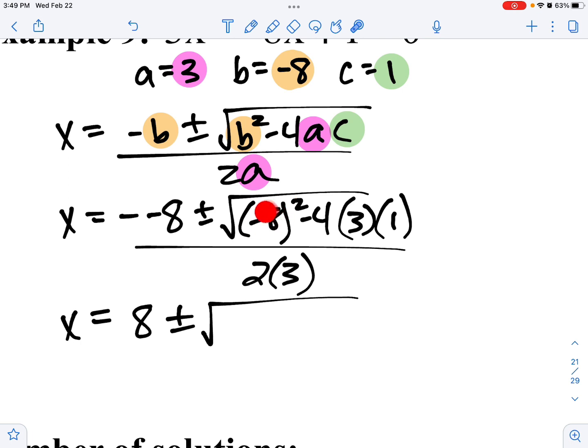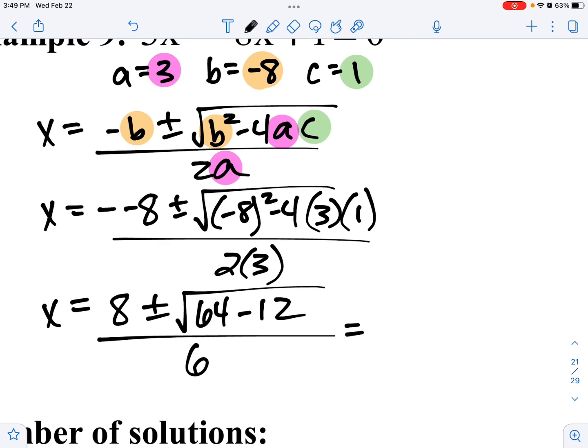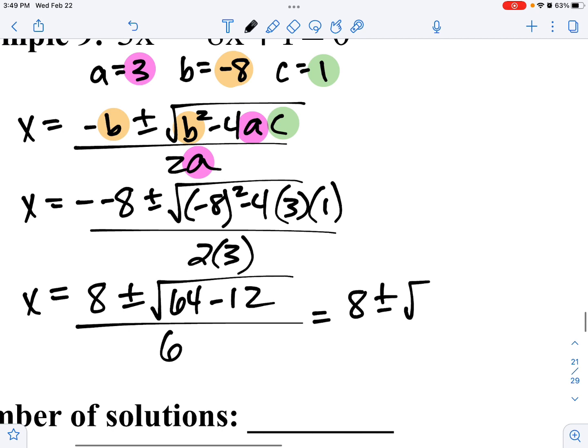And when I do -8 times -8, when I'm squaring it, remember when you square a negative, you get +64. And let's see, let me do this. -4 times 3 times 1, that makes -12. Check me in the calculator if you want to. You're doing -4 times 3 times 1. So that's -12. And then in the bottom, 2 times 3, there's a 6 down there. Okay, so I'm going to keep the 8 and the plus minus, but I think I can combine these numbers. 64 minus 12 makes 52. And I still have that 6 in the bottom.